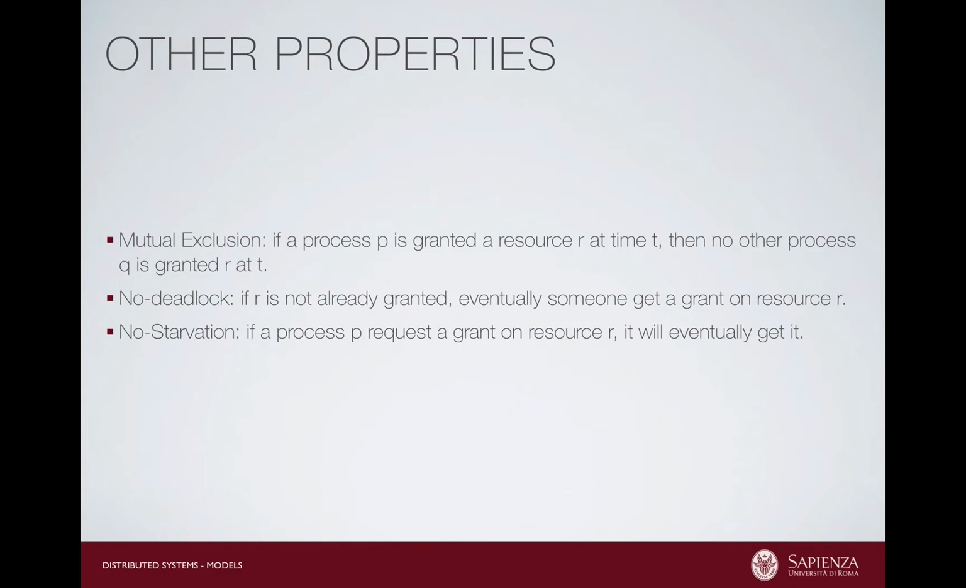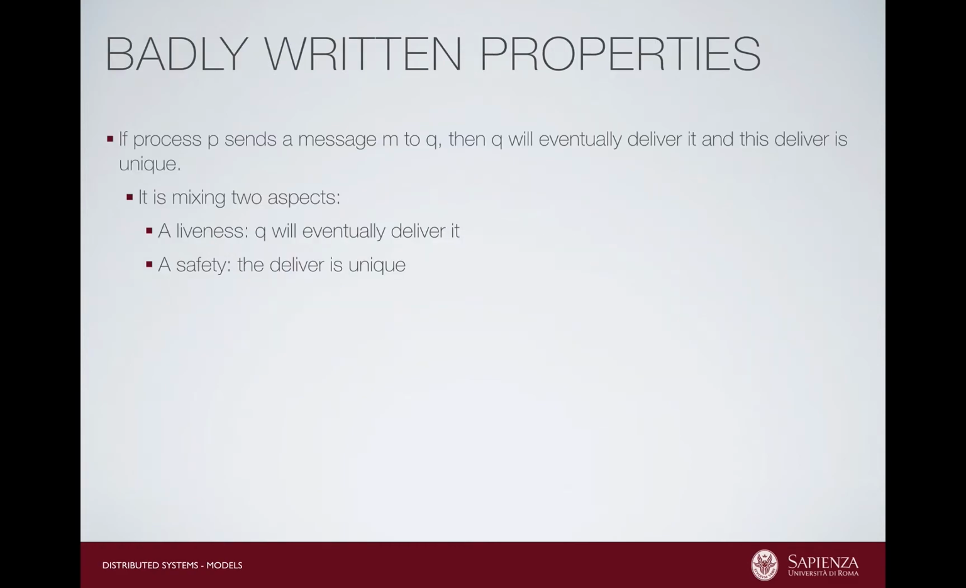Another property that is always a liveness property is the non-starvation property, that if a process P requests a grant on a resource R, it will eventually get it. And this property is a liveness property because if a process did not get a resource up to a certain time, you can always hope that something will change and that the process can get it. There are also examples of badly written properties that are neither safe nor live, or they are both. So this is one example.